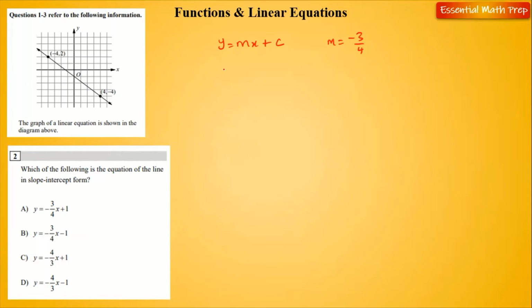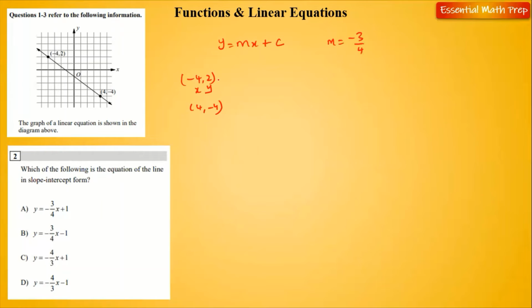So let's pick one of the ordered pairs. So negative 4 comma 2, and you can use one of these to determine the value of c first, because you see there's an intercept in all of them. So this is your x, this is your y.